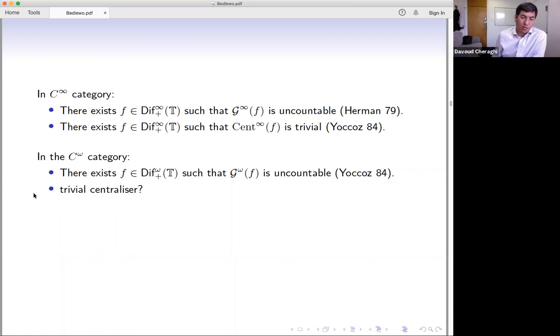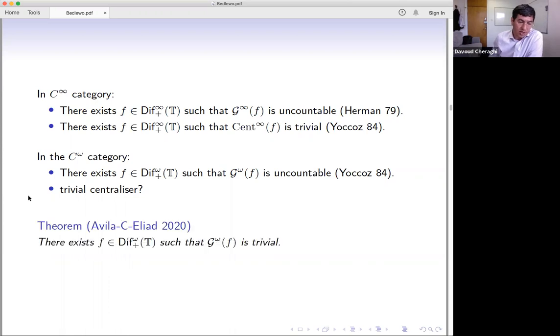And the question that was left open was whether there exists an analytic circle diffeomorphism that has a trivial centralizer. We give an answer to this question in joint work with Artur Avila and my PhD student, Alexandre Ilyad. I forgot to mention that everything I'm talking about is joint work with Artur and Alexandre. So we show that there exists a circle diffeomorphism F such that the group is trivial. That means the only maps that commute with F are iterates of F.